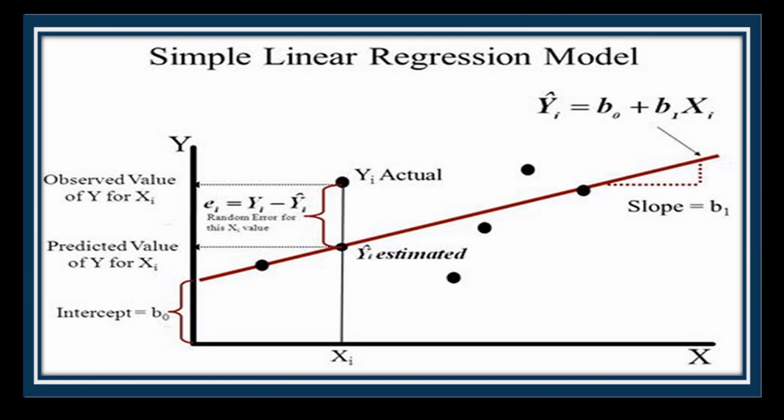Imagine you are a real estate agent trying to predict the selling price of a house based on its size, number of rooms and location. Here linear regression would help you establish the relationship between these factors and the house price. The goal is to create a linear equation that best fits the observed data points, that is the prices of houses sold in the past.